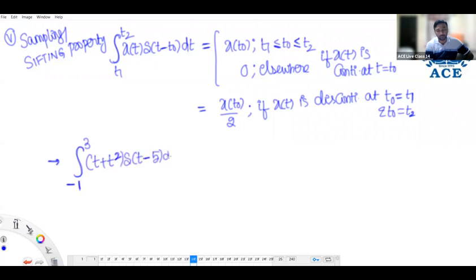Suppose we want this integral. Tell me the answer. Integral from minus 1 to 3 of (t plus t square) del of (t minus 5). What is the result?